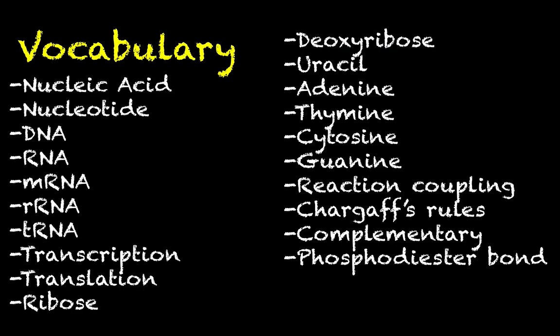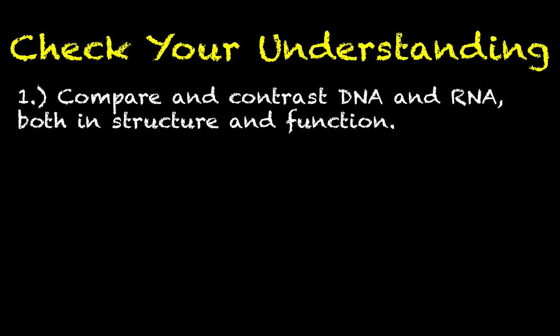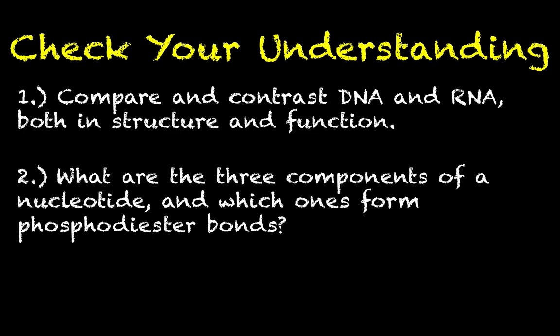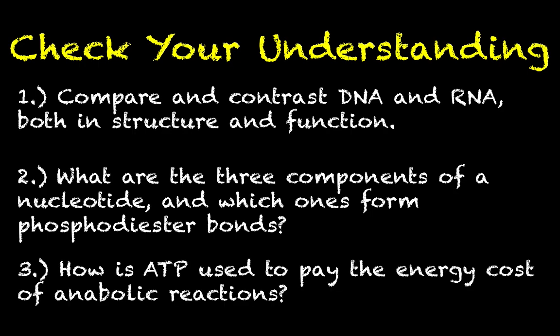Here is a list of vocabulary terms you probably ought to be aware of. And for checking your understanding, compare and contrast DNA and RNA, both in structure and function. What are the three components of a nucleotide and which ones are actually participating in the formation of phosphodiester bonds? And lastly, how is ATP used to pay the energy cost of anabolic reactions?